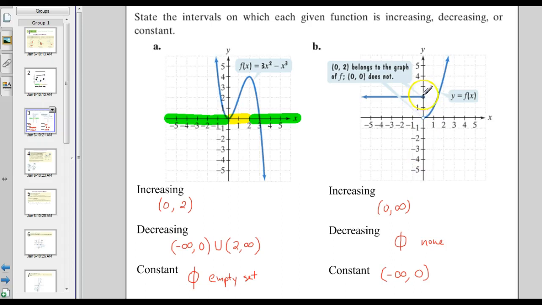The problem is, again, for a point to be included in an increasing, decreasing, or constant interval, it has to be doing that on both sides of the point. Meaning, for 0 to be included here, it would have to be constant on the left side of 0, like the negative numbers, and the right side of 0, like a positive number. But it's not constant on the right side. It starts increasing on the right side.